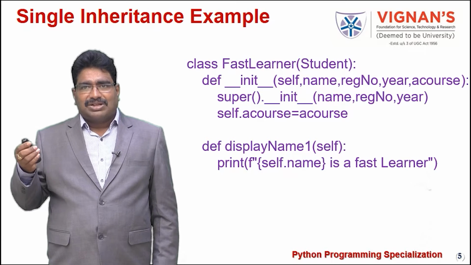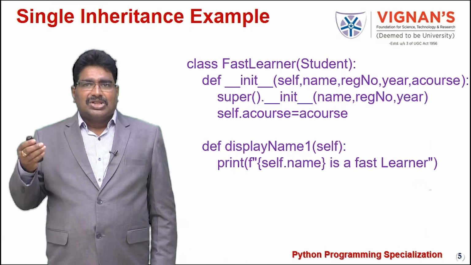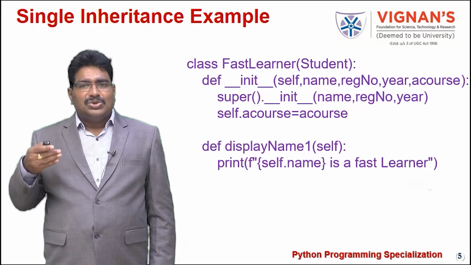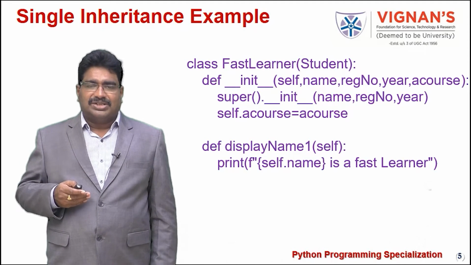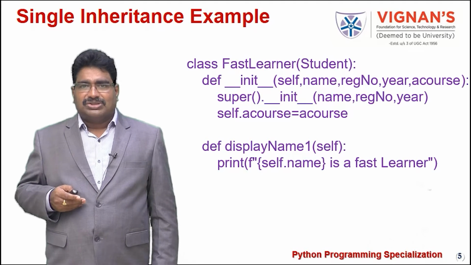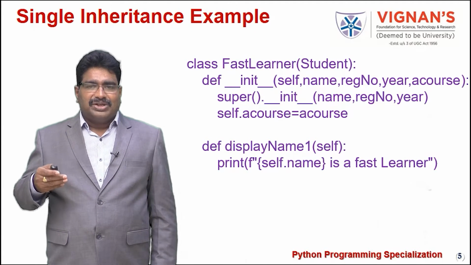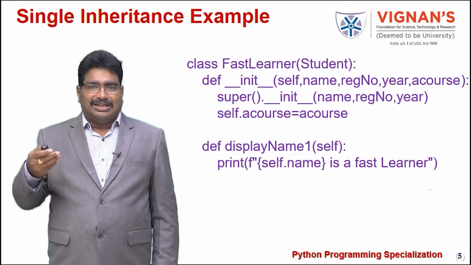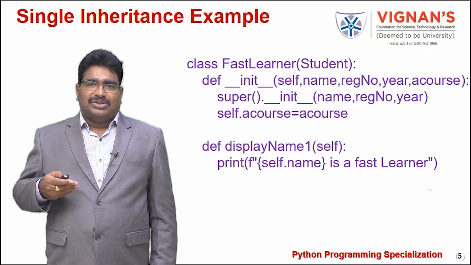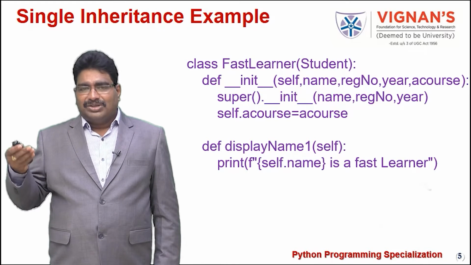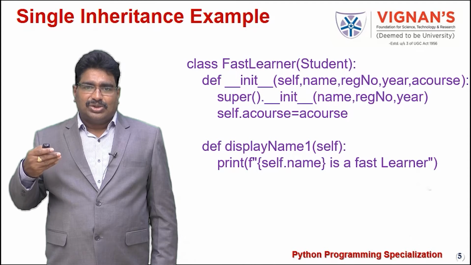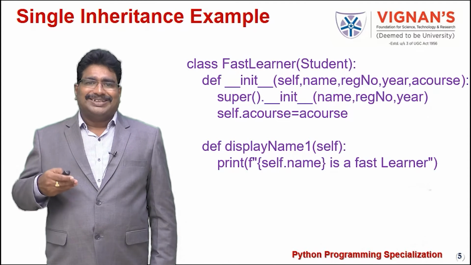So what are the parameters? We are assigning the name, register number and year. Those are assigned to the data members. In addition to that, additional course is the newly added attribute in the FastLearner. For that reason, we are assigning self.a_course equal to the a_course. So this is the way: whenever we need to define the constructor in the derived class, and we need to call its parent constructor, we need to use super.__init__ and pass the parameters. Automatically the parent class constructor will be executed whenever we are creating the object in the derived class.